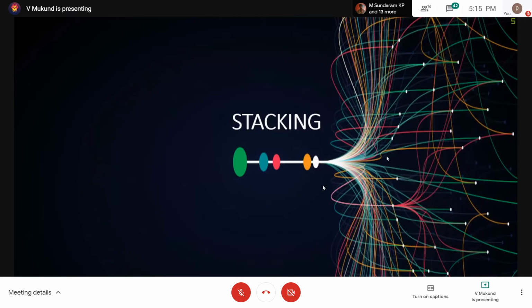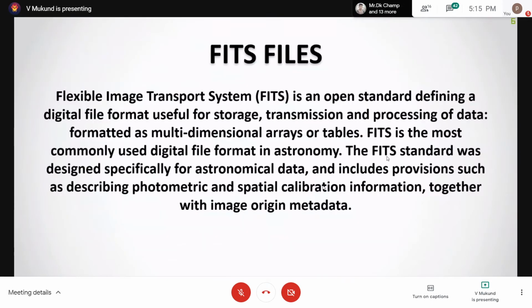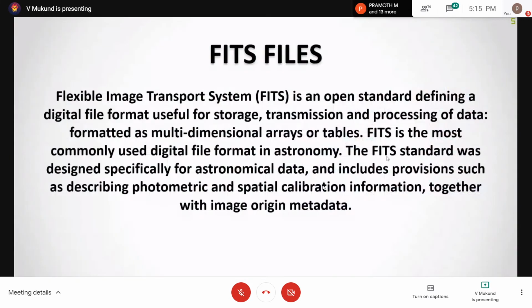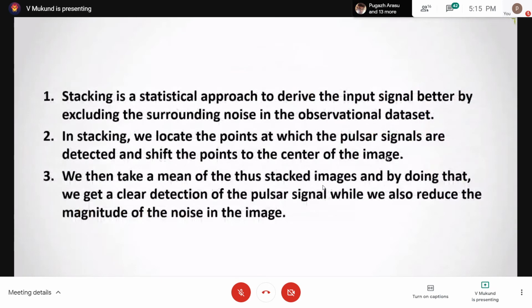So the first module of this is stacking. So why do we need stacking? What is stacking? Stacking is nothing but a statistical approach to derive the input signal better by excluding the surrounding noise in the observational data sets.